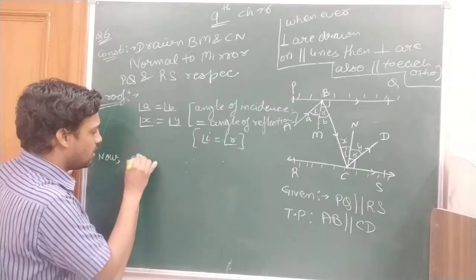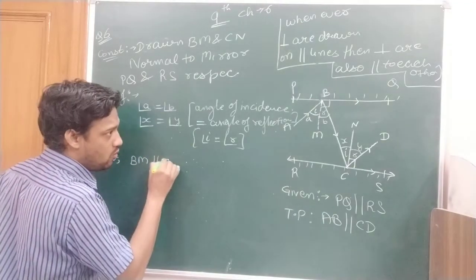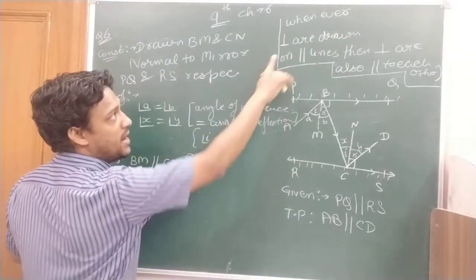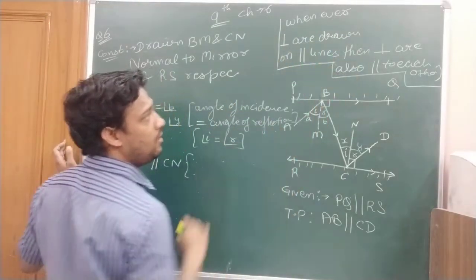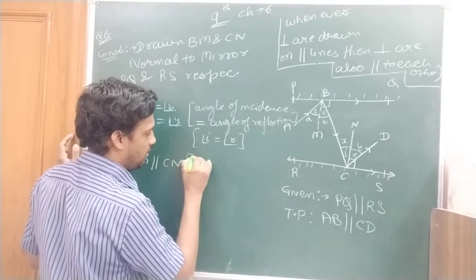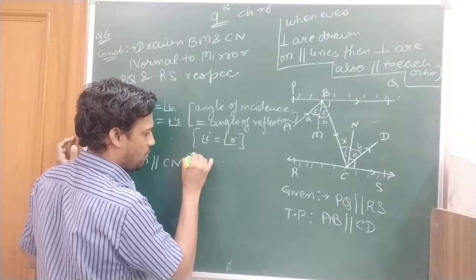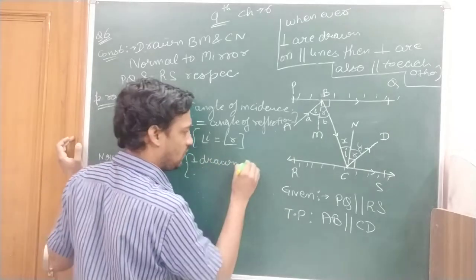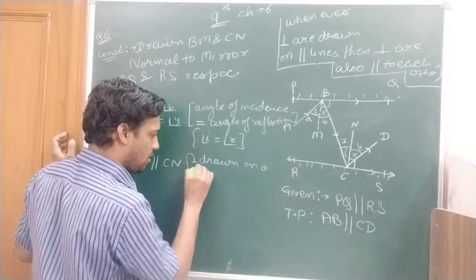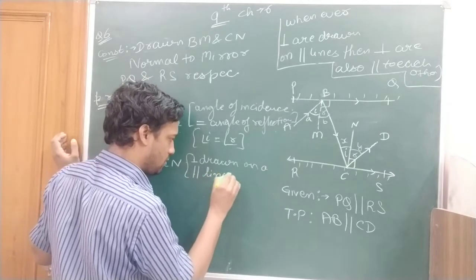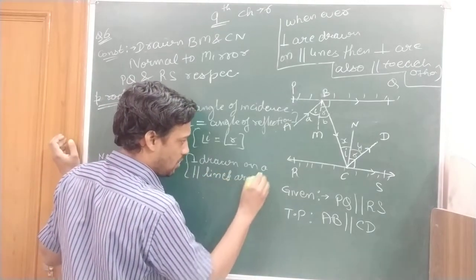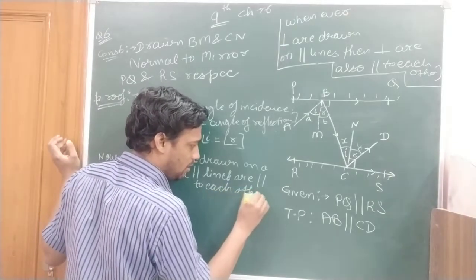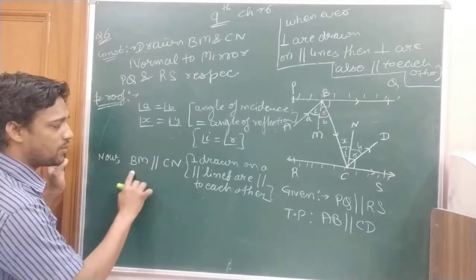Now, second thing, BN is parallel to CN. Reason is this: whenever perpendiculars are drawn on parallel lines, the perpendiculars are parallel to each other. So both the lines are parallel to each other.